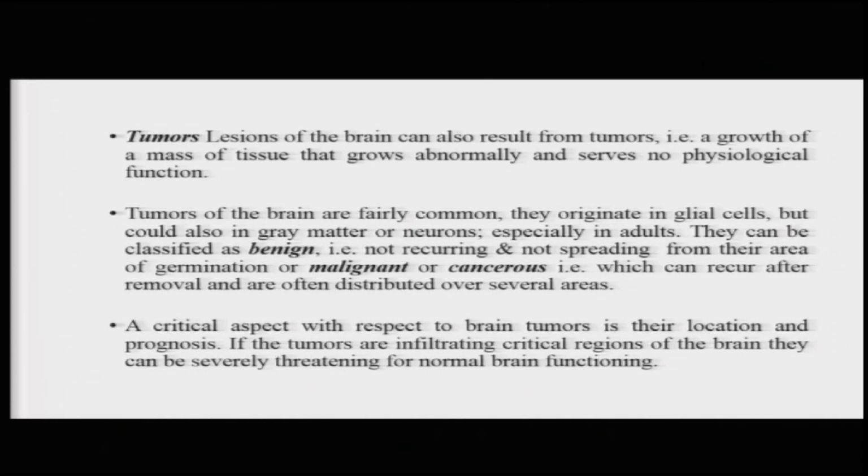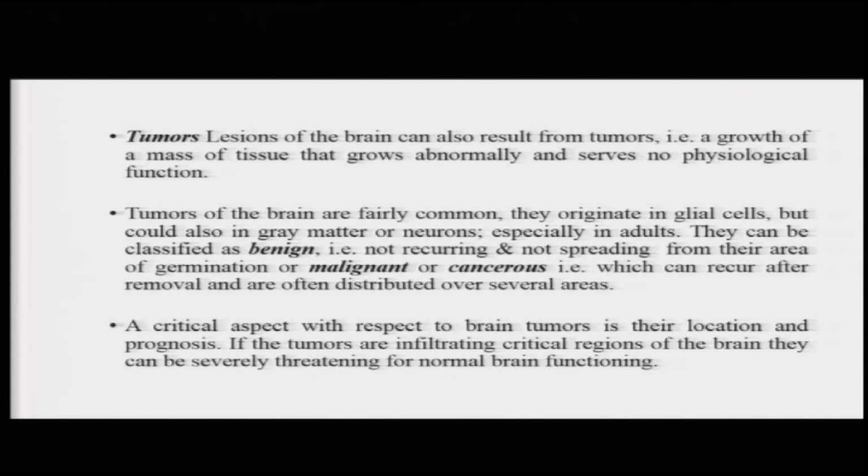Another example that can cause damage or injury to the brain is the development of tumors. A tumor is just a mass of tissue that grows abnormally and has no physiological function whatsoever. But tumors in the brain are fairly common. They mainly originate in the glial cells and sometimes could also originate in the gray matter or neurons, especially in the case of adults. Tumors can be of two types.